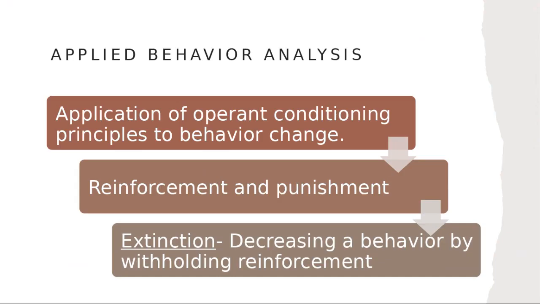So the first intervention that we'll discuss is applied behavior analysis. And this intervention applies operant conditioning principles to behavior change. So remember, operant conditioning has to do with the consequences of a behavior influencing how likely that behavior is to occur in the future. So if the behavior is followed by reinforcement, it's more likely to happen or more likely to continue to happen in the future. And if it's followed by punishment, the behavior is likely to decrease or go away altogether.